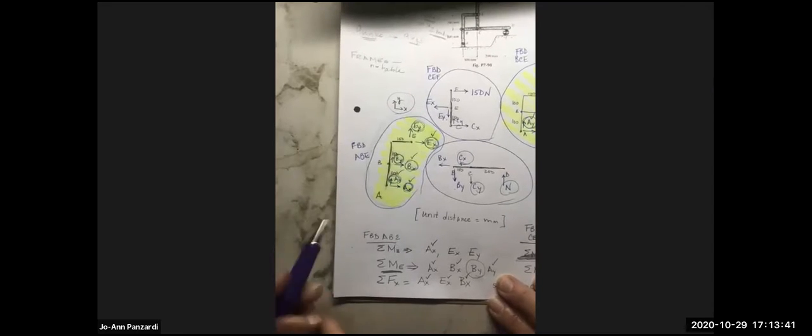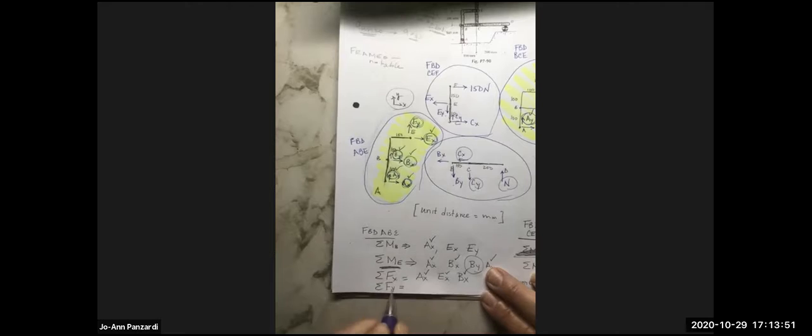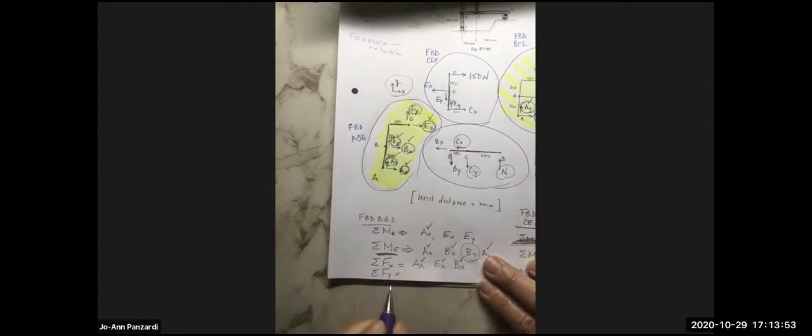And then, Myra, now that we have BY, can I solve for EY? Yeah, using the first equation there, the sum of the moments about B. Yes, I could plug it back in, or we could do an easier one. Just do the sum of the forces in the Y. Yeah. That would be AY, BY, and EY.